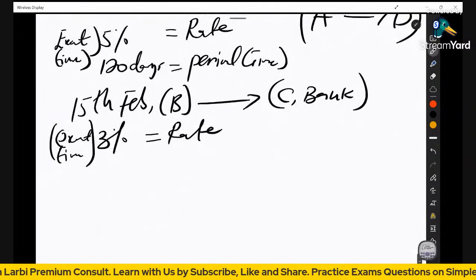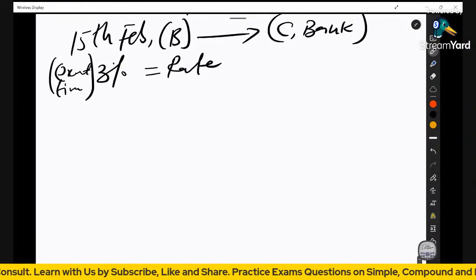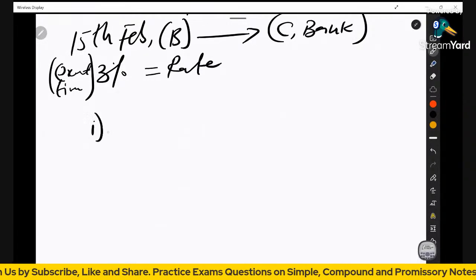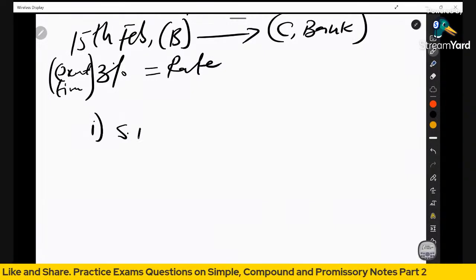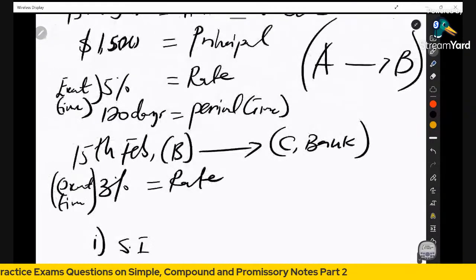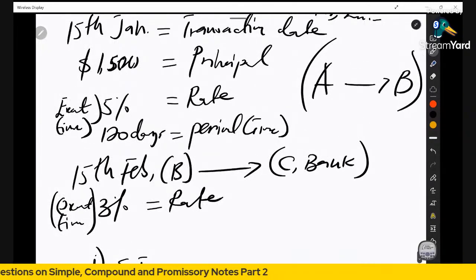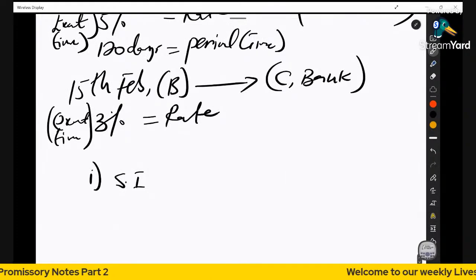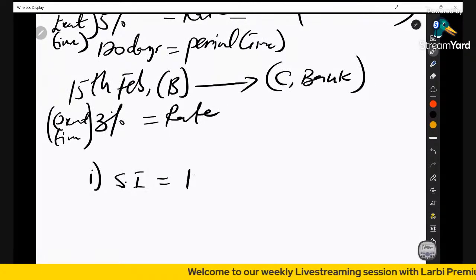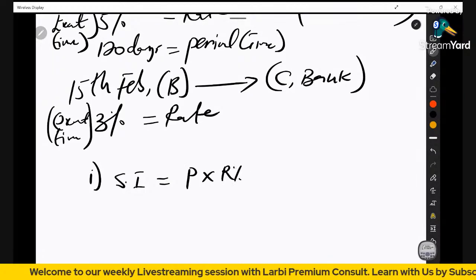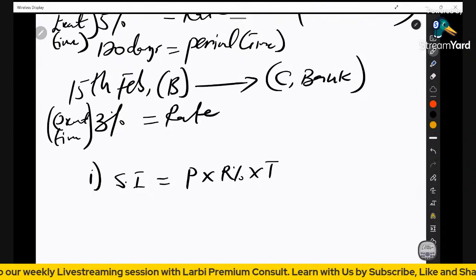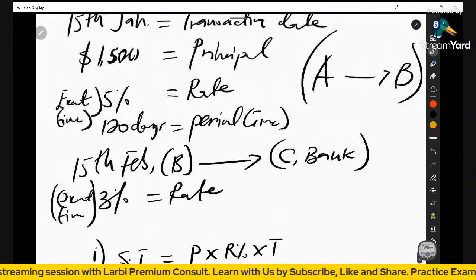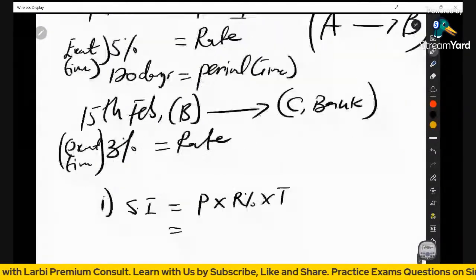So one, we are asked to find the interest, so that's going to be I. What will be the interest? Since we are using the exact time in calculating our interest, then simple interest is going to be the principal multiplied by the rate, in percent, multiplied by the time. So what was our principal? It was 1,500. So we have what?